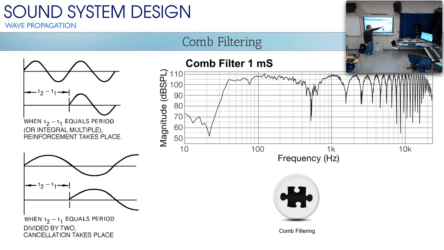And this is the resulting frequency response. So this is 1 millisecond of difference between two complex sounds. On here, horizontally we have the frequency, and vertically we have the amplitude, or sound pressure level. And here's a frequency that's canceling out. Here's a frequency that's getting louder. Here's a frequency that's canceling out. Here's one that's reinforcing, canceling, reinforcing, canceling, reinforcing, canceling, reinforcing.